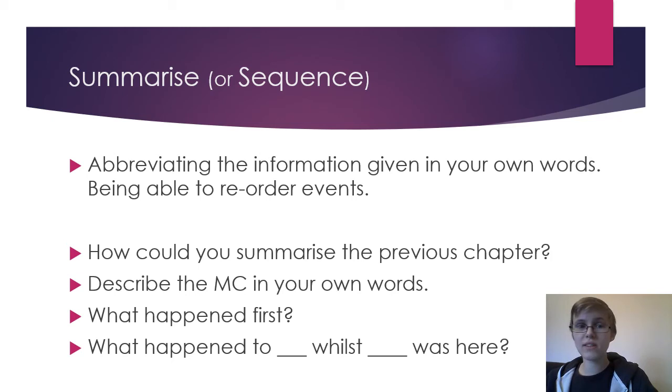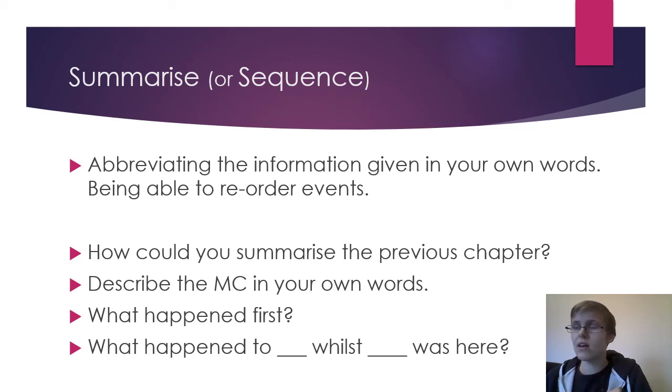S is for summarise or sequence. Abbreviate the information given in your own words. That's being able to reorder events if you're doing sequencing. So if you're summarising, you're taking all the information you've been given, you're putting it in your own words, and usually you're making it a lot shorter. So if I'm saying, how could you summarise the previous chapter? I'd want to make it really short and really small and put it all together so that it's really easy to explain to someone quite quickly.